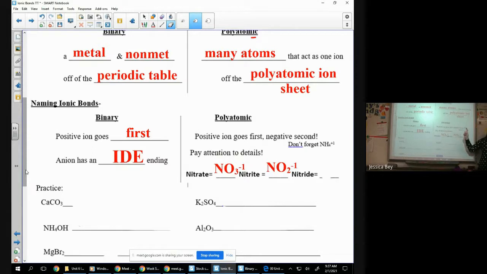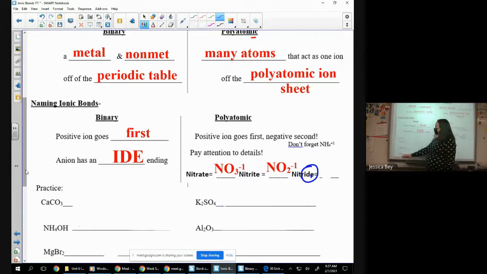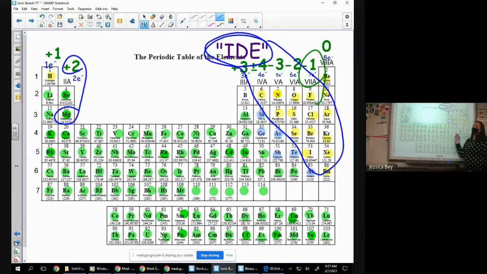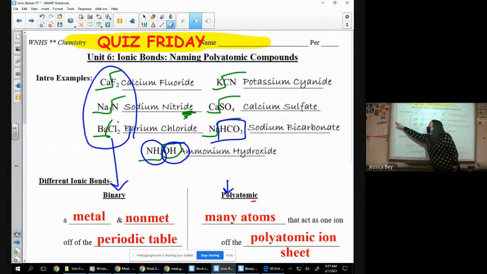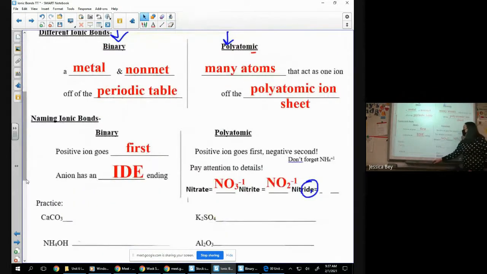And then here, don't forget what we just did. What would a nitride be? If you see an IDE ending, you are going to want to look on your periodic table. Okay, nitride is nitrogen with a -3 charge. So they're not going away, those binaries. We're just adding more things together. Okay, so nitrate, nitrite, and nitride are all different. So you have to be careful when you're doing this.